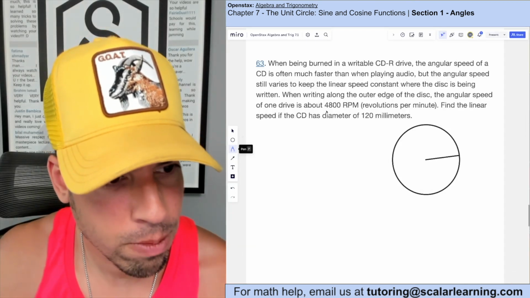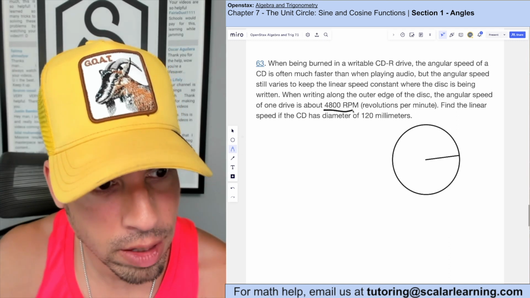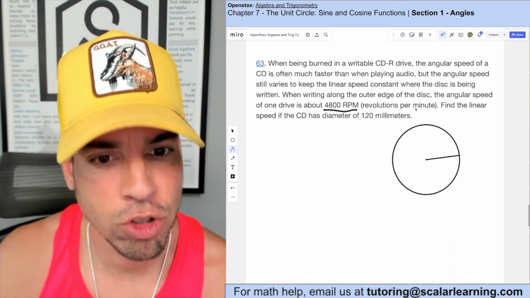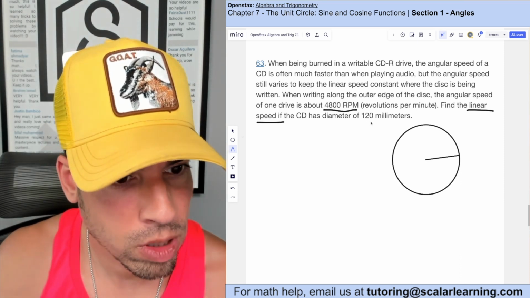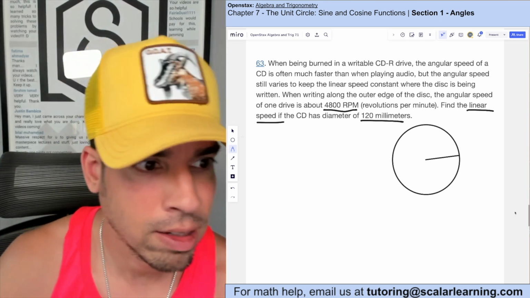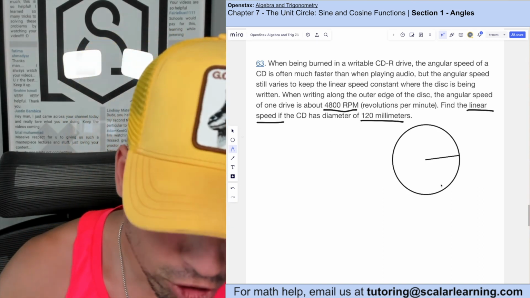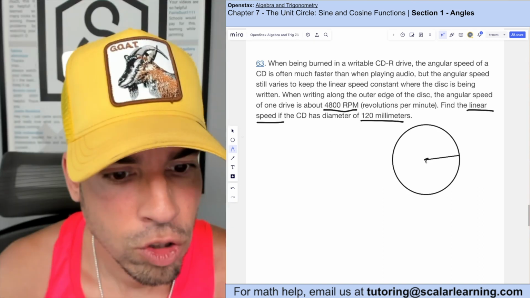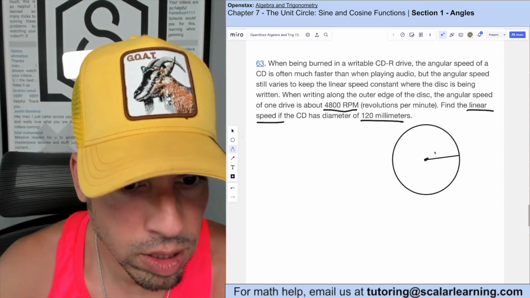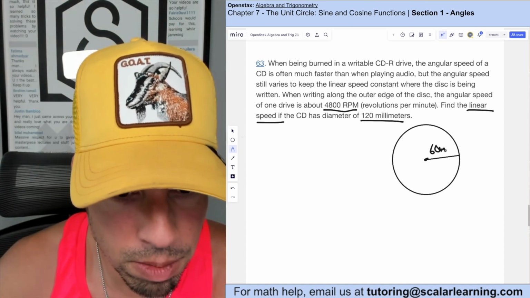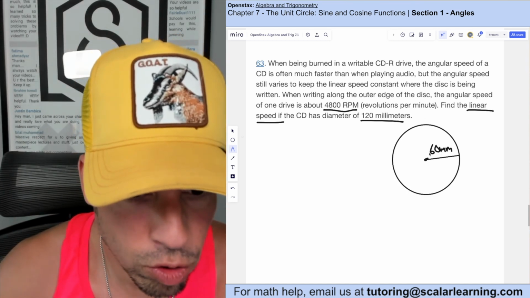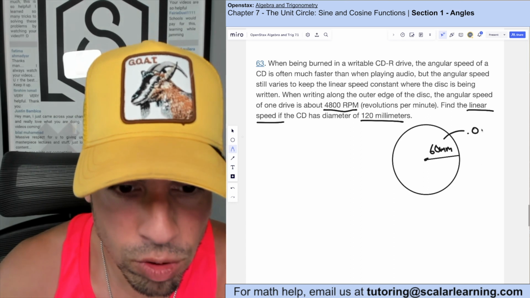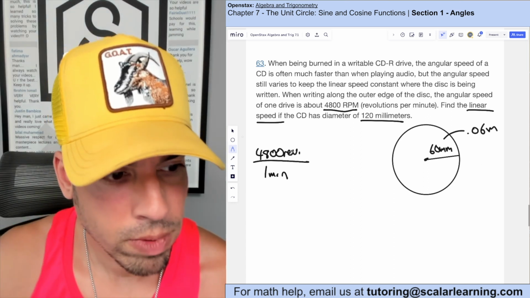Boom, done. So for this question, it's starting by giving us this information that when we're writing, we've got a speed of 4,800 revolutions per minute. And we're trying to turn this into linear speed in terms of meters per second. So first, if that diameter is 120, we know that the radius is going to be 60 millimeters, which in meters, we're going to move the decimal over 1, 2, 3 times. So that's 0.06 meters.